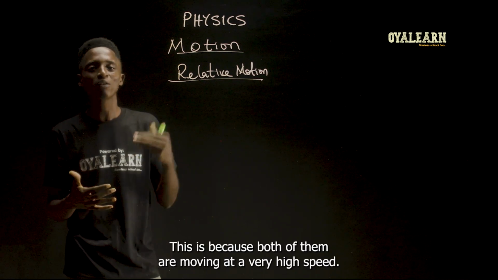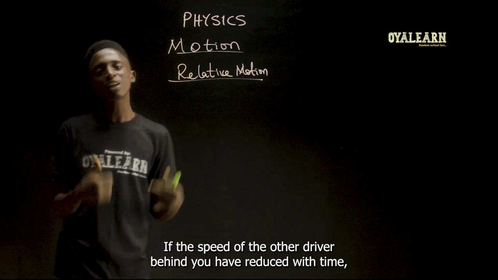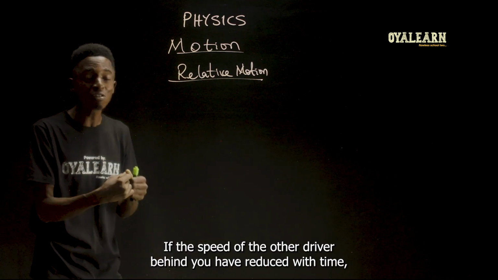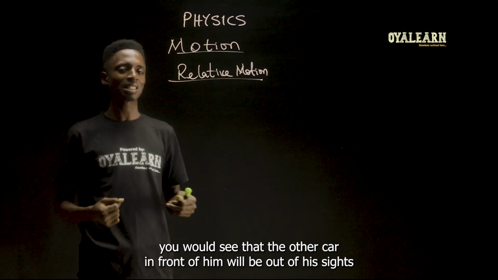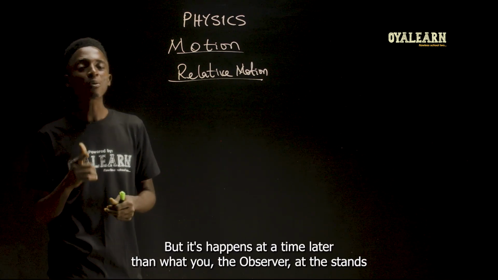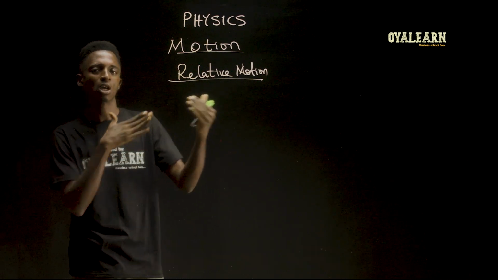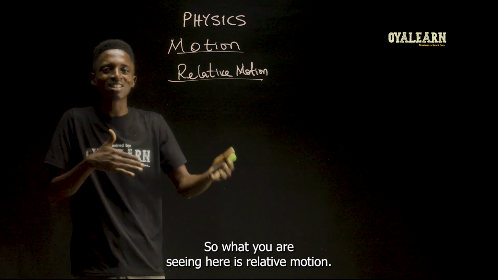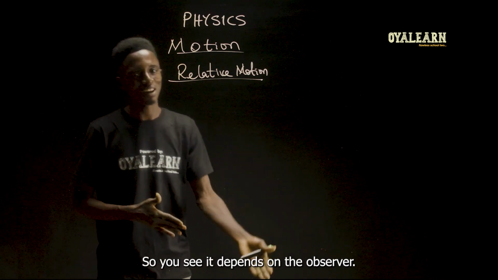This is because both of them are moving at a very high speed. If the speed of the driver behind should reduce, with time the car in front of him will be out of his sight as well. But it happens at a time later than what you, the observer at the stands, observe. So what you are seeing here is relative motion. So you see it depends on the observer.